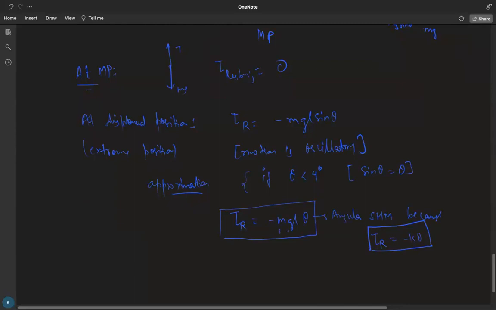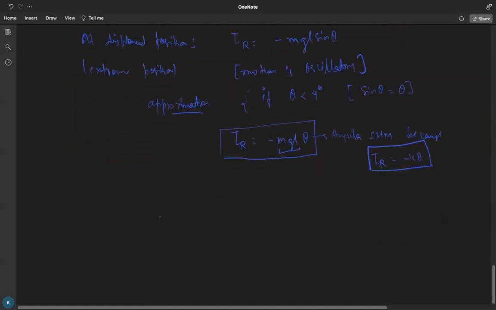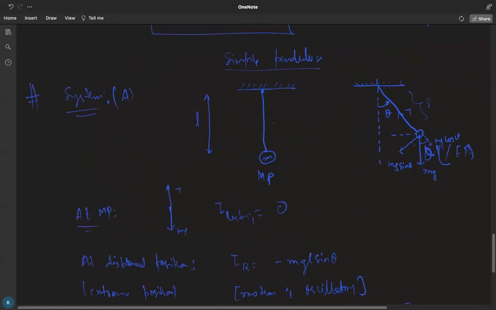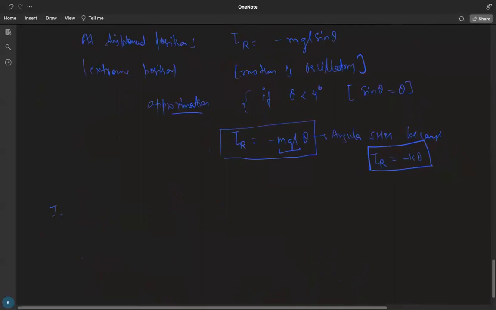So here this term is our omega square term. Not yet, because we have to write it in the form of I into alpha. So in this case, the moment of inertia about the suspension point is ml square. So you can write alpha is equal to minus mgl theta by ml square. When you do so, you will get alpha is equal to g by l into theta, right? And this is our omega square term.